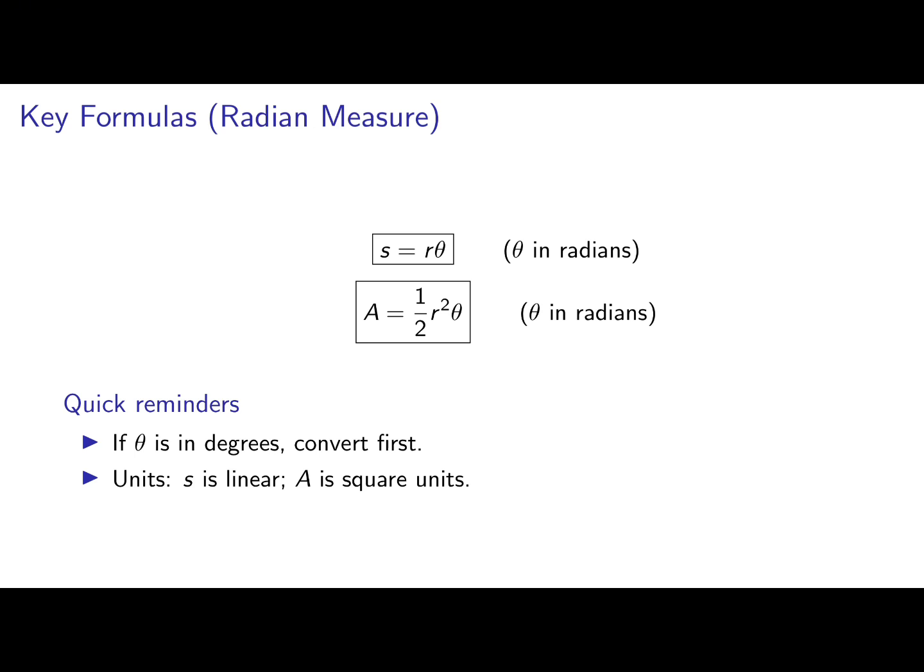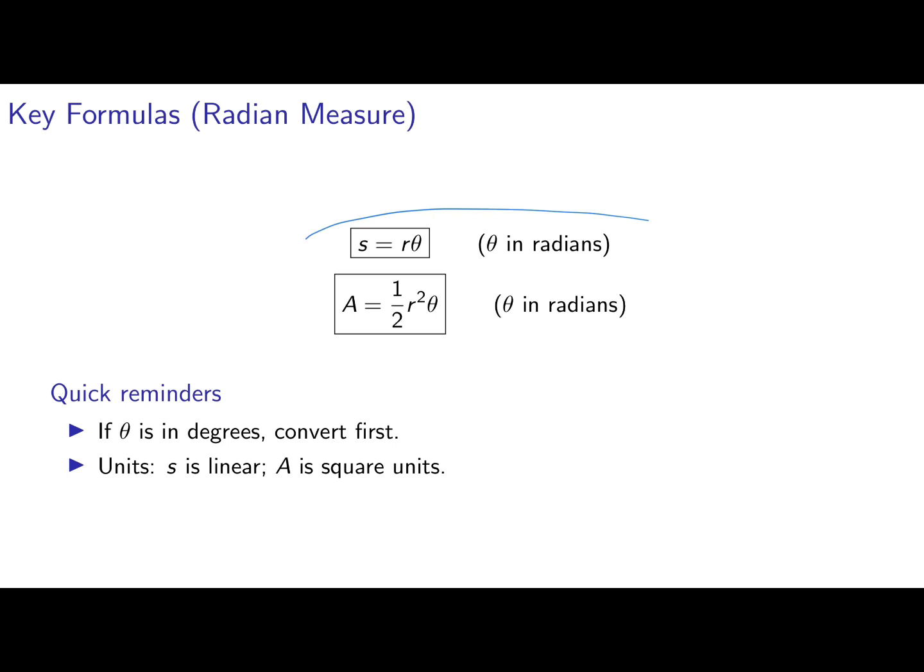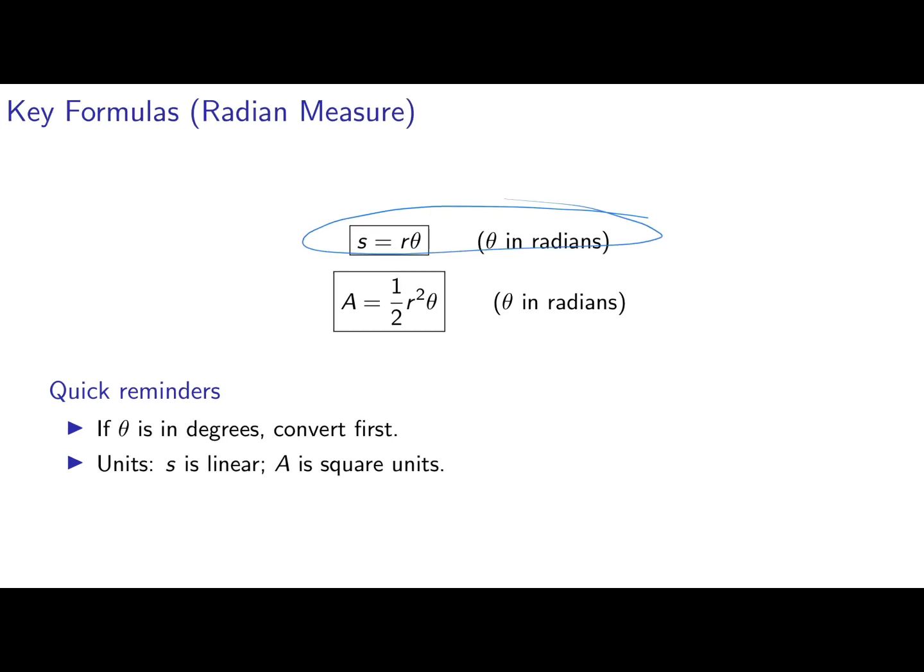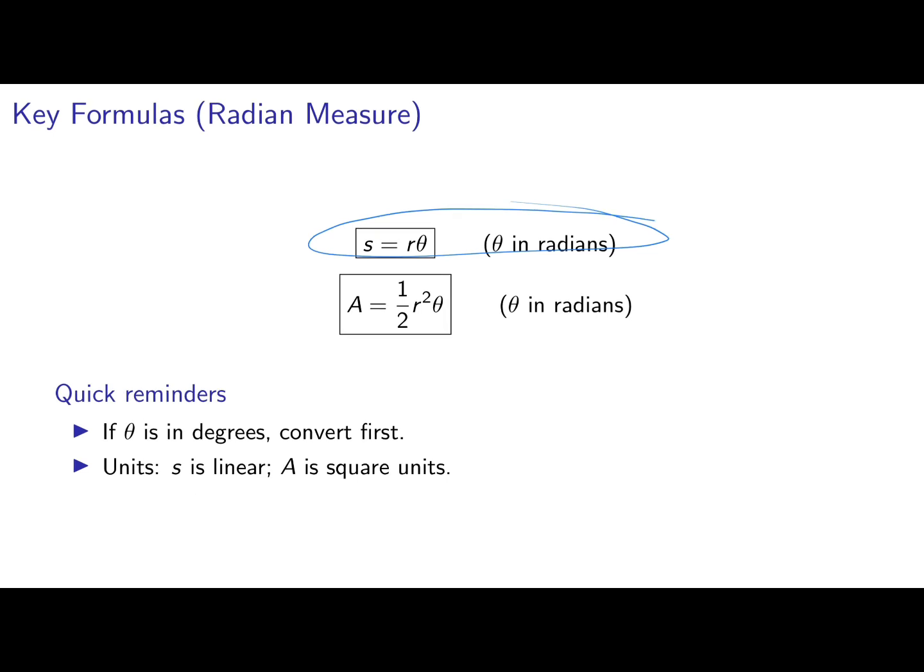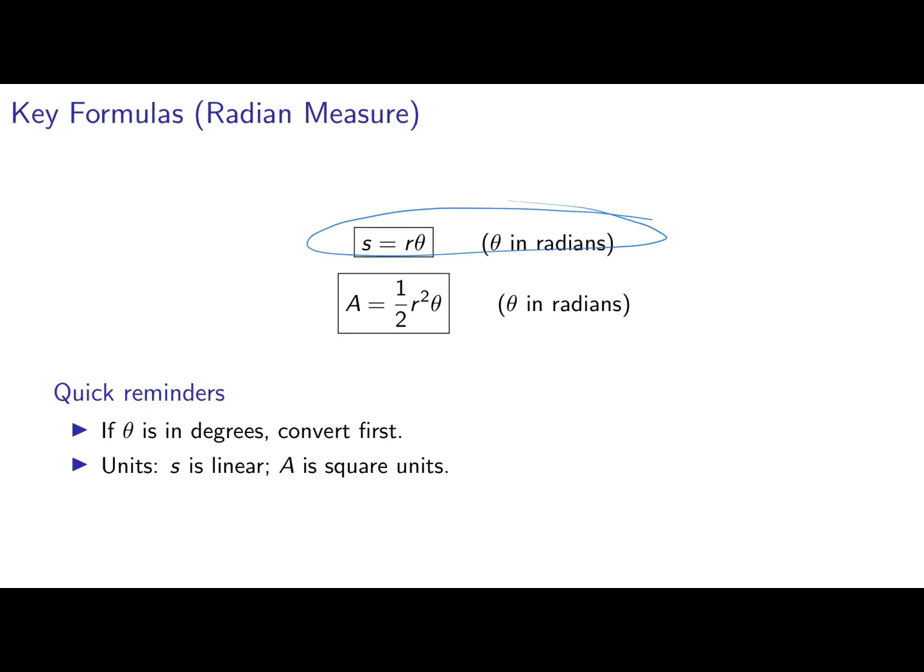Both require the radius. For the arc length, you multiply the radius and the angle, which is in radians. Area is half the square of the radius multiplied by the angle theta. Two things you need to remember: if theta is in degrees, convert first to radians. The units: S is linear, so expect centimeters, meters, and so forth. Area is in square units, so square meters, square kilometers, and so forth.